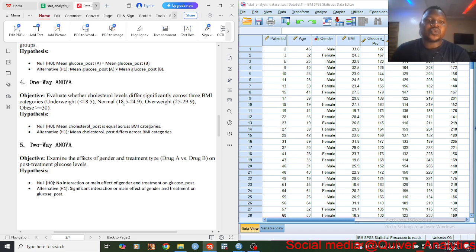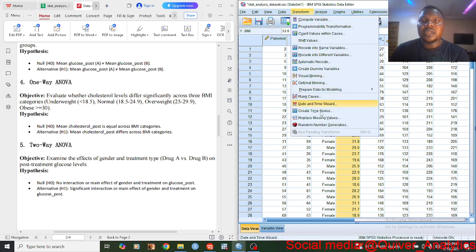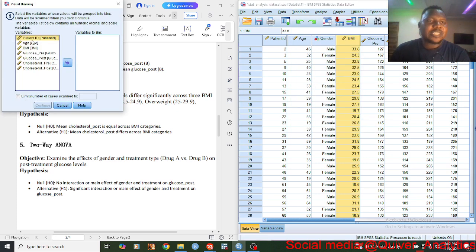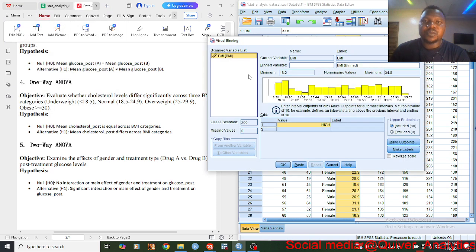The first thing we do is to categorize the BMI. The BMI is given to us in exact measurements, so how do we categorize it? We go to Transform, then Visual Binning. Bring BMI here and continue. So the bin variable is BMI, and let's just call it BMI cat for BMI categories.